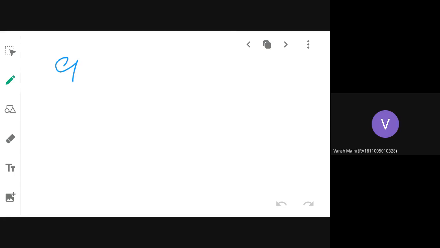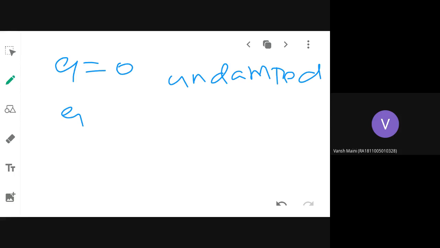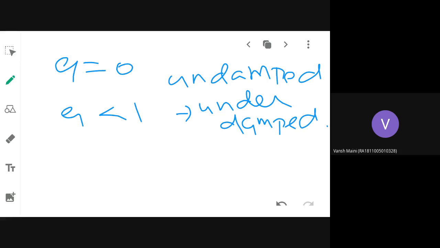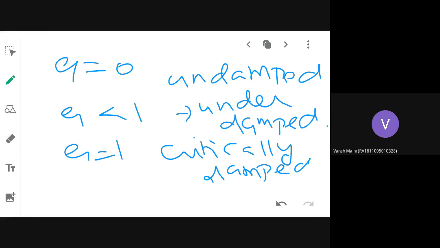What values could zeta take? Zeta can take 0; in that case it will be called undamped. Zeta may take less than 1; in that case it will be called underdamped. Zeta may take 1 as a value; in that case it will be called critically damped. Zeta may take greater than 1; it will be called overdamped.